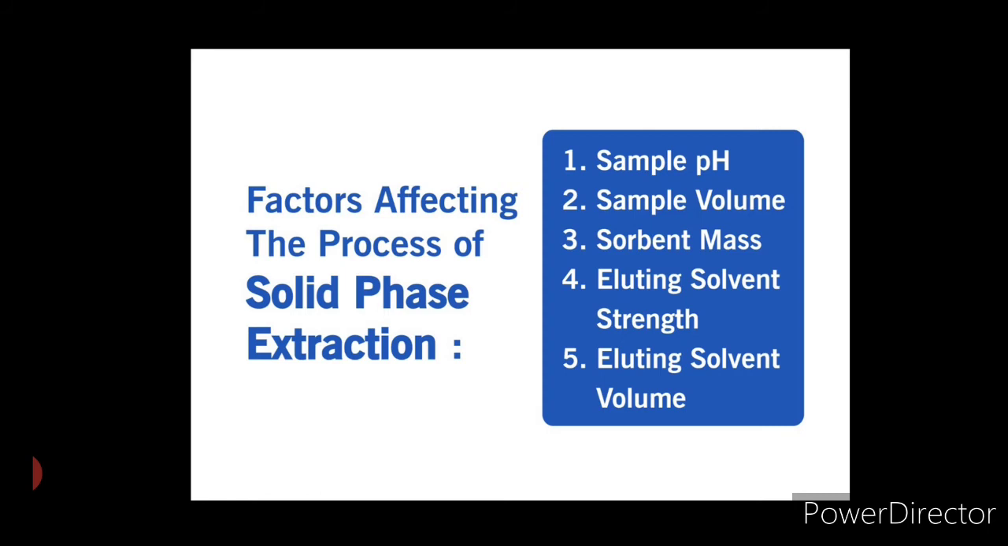Second factor, sample volume. Breakthrough volume is the maximum sample volume from which 100% recovery can be achieved. The type and quantity of sorbent, hydrophobicity, and ionizability of the analyte actively determine breakthrough volume. Stronger the interaction between bonded phase and analyte, larger is the breakthrough volume.